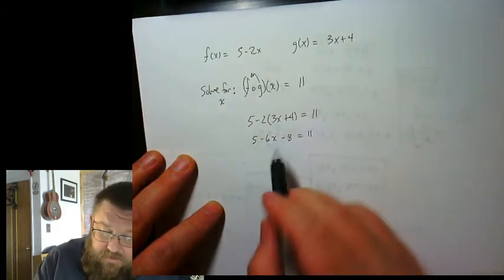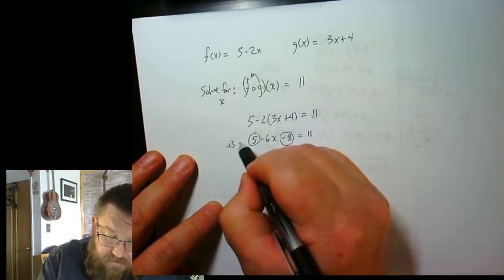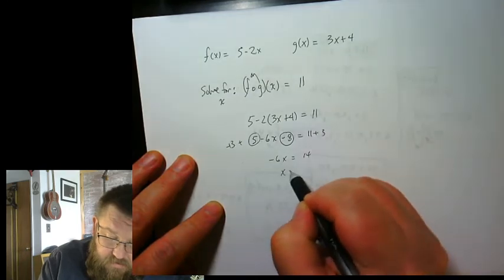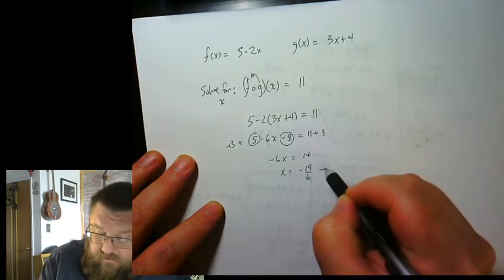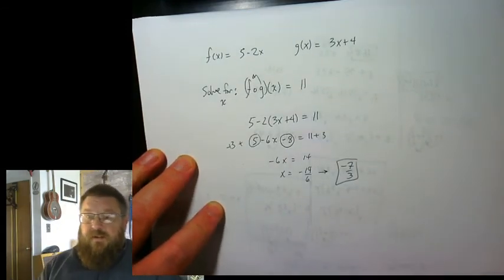Don't those two, these two right here, make a negative 3. So what I'm going to do is I'm going to add 3 to both sides. Make sure you reduce. 7 over 3. Boom, done.